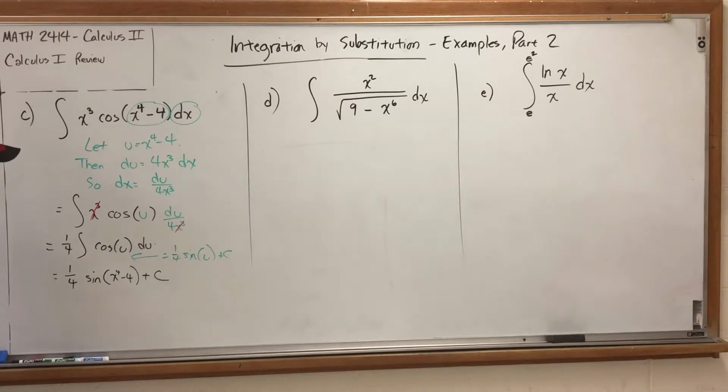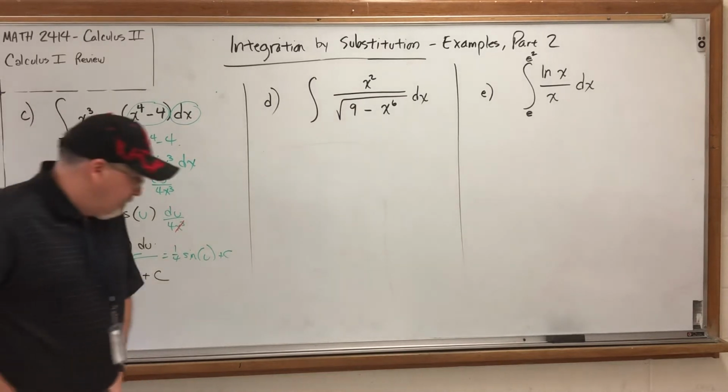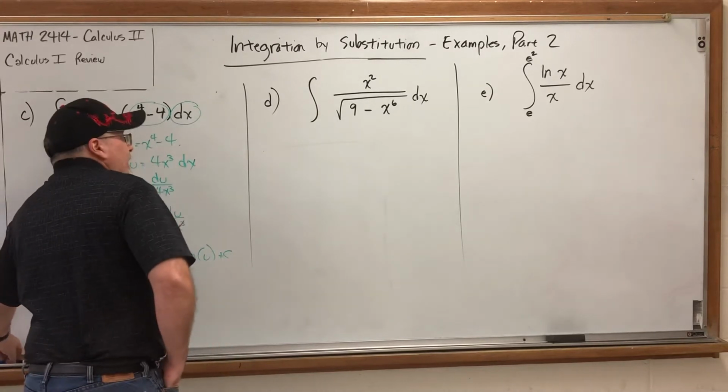The derivative of sine is cosine. Chain rule says leave the inside alone, times the derivative of the inside. The derivative of x to the fourth minus 4 is 4x cubed. The 4's would cancel, leaving the x cubed, and we would get back our integrand. So that one wasn't too bad.